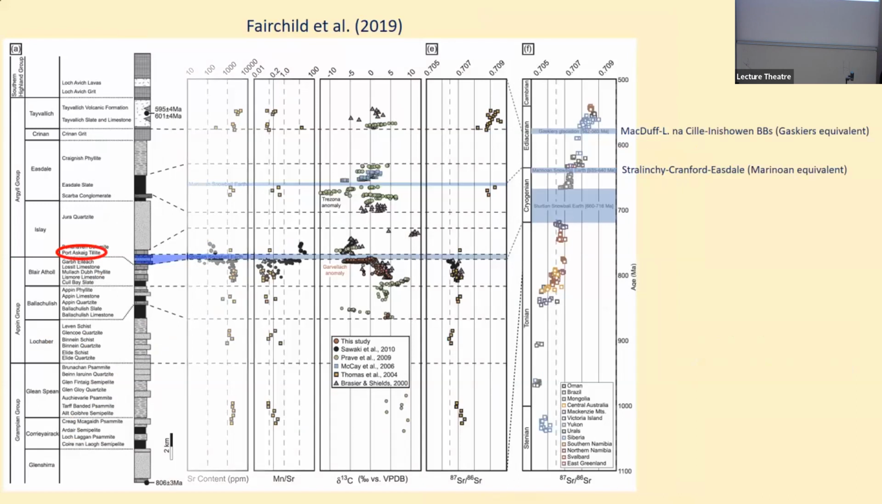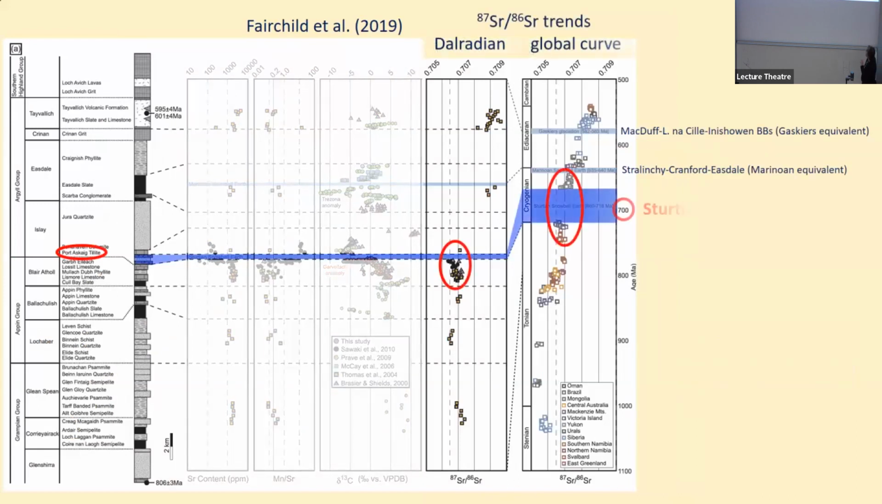This is a diagram out of Ian's most recent paper in which he's linked the Sturtian strontium isotope curves globally to what the data have been collected through the Dalradian, along with all the various other data sets that I've just shown to you, the Stralinchy, Cranford, Easdale, Maranoan, McDuff, Loch na Kill, etc.